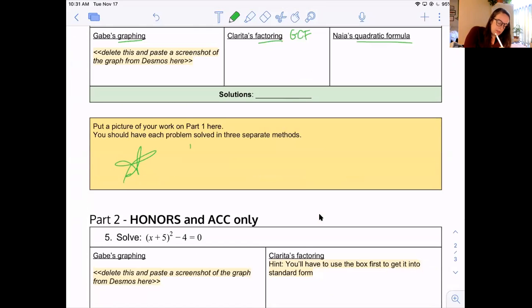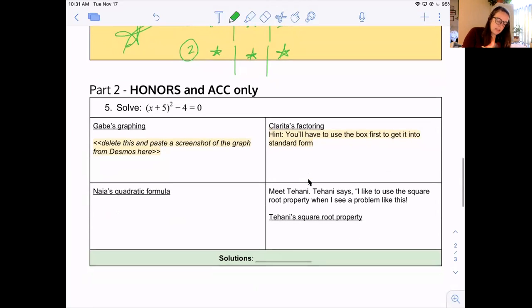If you could label them number 1 and then method 1, method 2, method 3, and then number 2, method 1, method 2, method 3. This would be the best case scenario for me in terms of grading them. Thank you so much. And then finally, if you are honors or accelerated, you have just one more piece here.